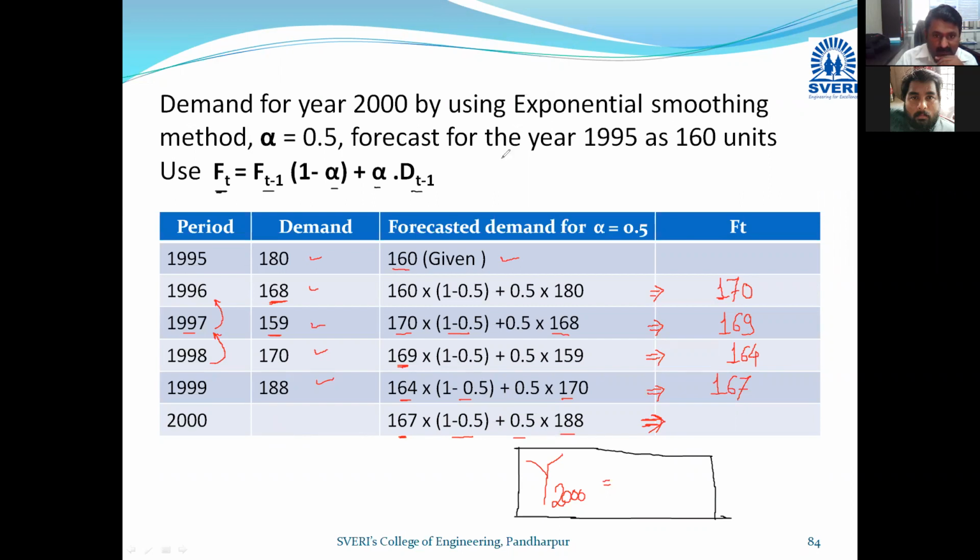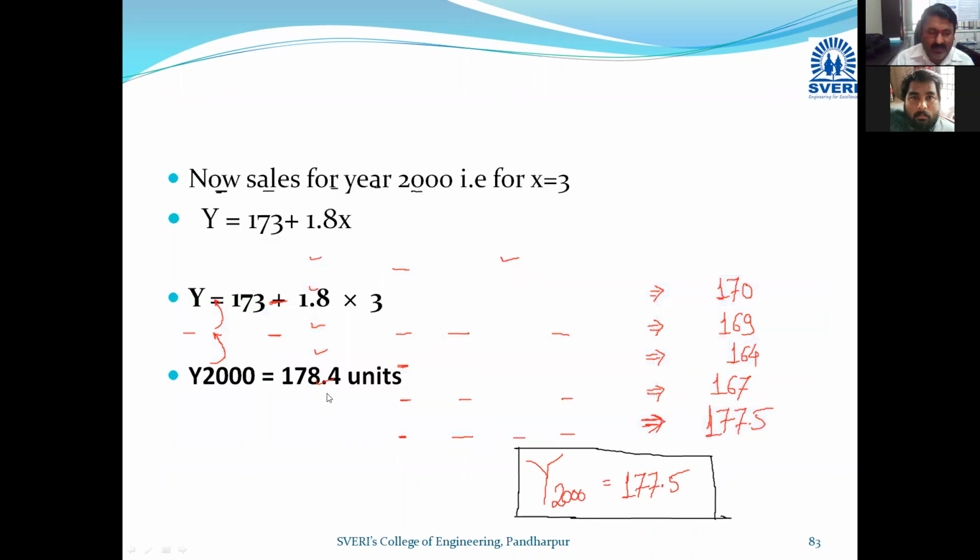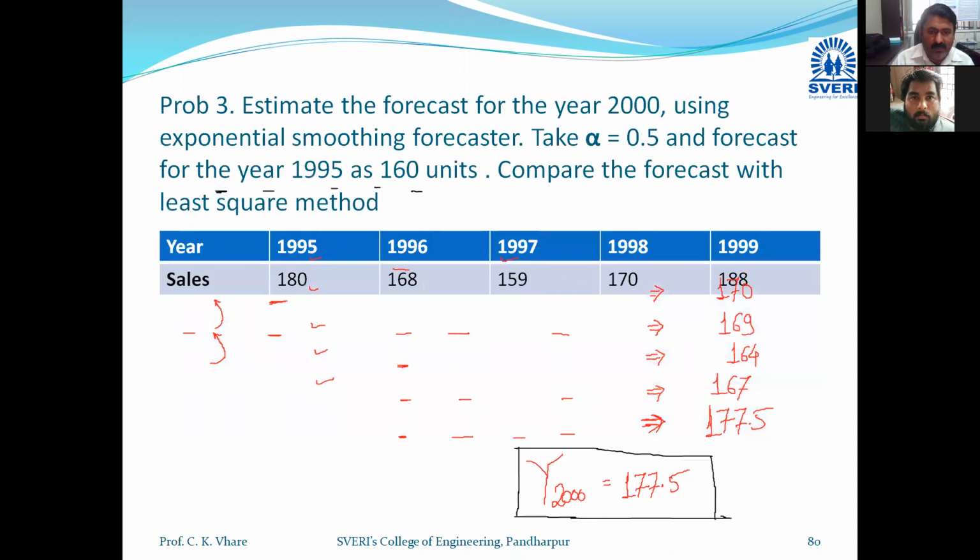Okay, Pranay, 177.5. So I will write the answer. 177.5. What is asked? You can see here 177.5. Okay, this is I can say the last step because that is only asked. So here last is 178.4, and what is asked in the numerical?